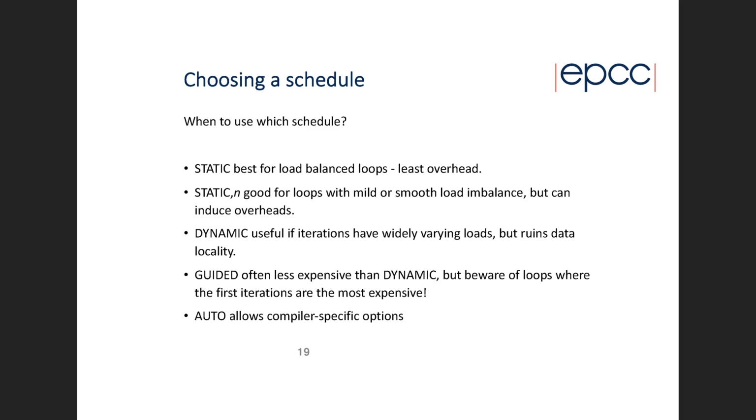Guided is meant to be a bit of a compromise. It has lower overheads than dynamic, but you can run into situations where it doesn't balance the load very well. In particular, if you have loops where the first iterations are the most expensive, so the workload is biased towards the first so many iterations, then thread 0 gets more than its fair share of the load, and the load doesn't balance very well. And finally, auto allows you to exploit some compiler-specific options if they exist.